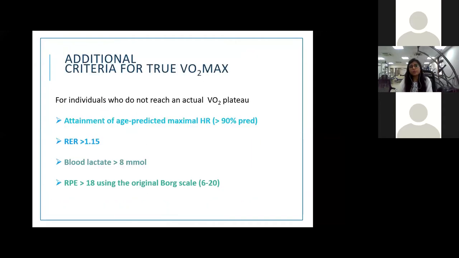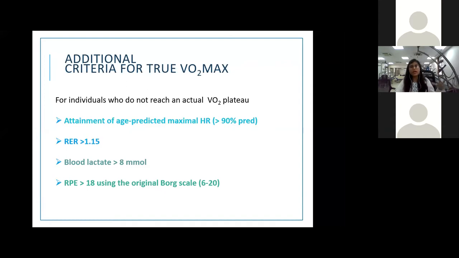Now if a person has reached, suppose, a peak, and you want to make sure whether that was the maximum for the person, there are other parameters which we could look at. One thing we look at is attainment of the age predicted maximal heart rate, so whether the heart rate reached more than 90% of its predicted max value or not. Second is the RER value, whether it was above 1.15 or not.